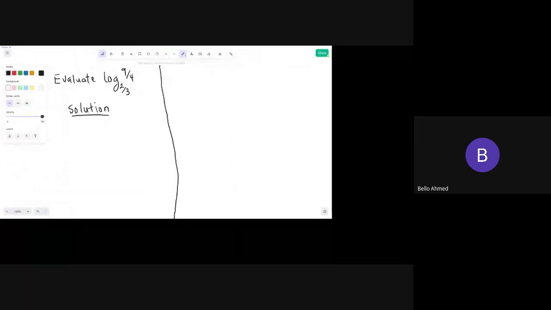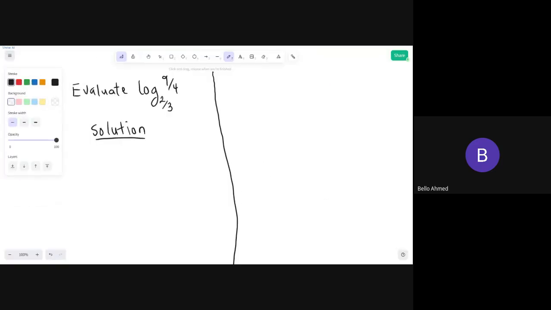Good day, everyone. We are to evaluate this question: logarithm of 9 over 4 base 2 over 3. Now, this is very simple to evaluate as long as you look carefully. We have to evaluate logarithm of what? Logarithm of 9 over 4, base what? Base 2 over 3.